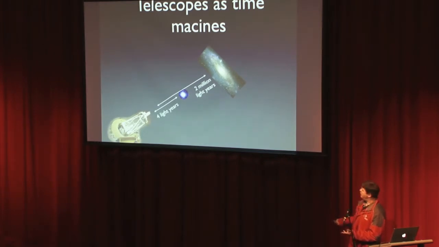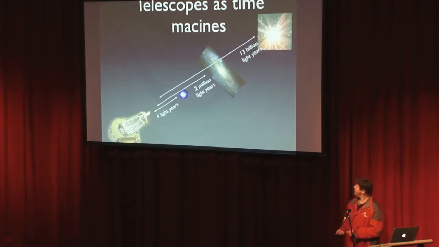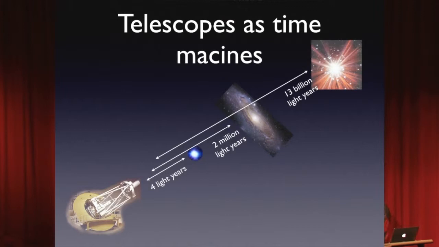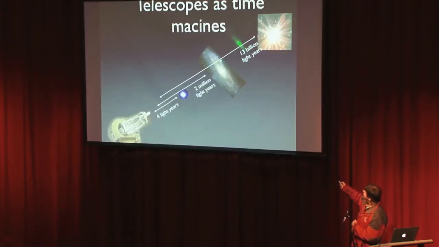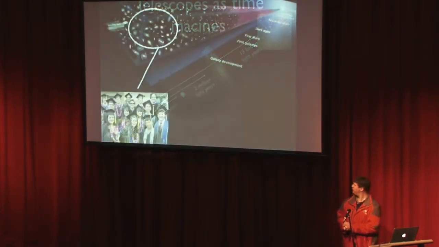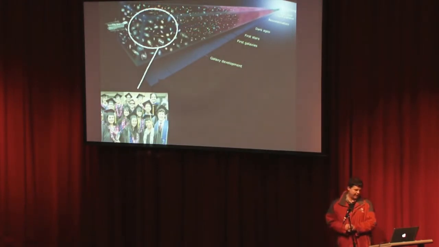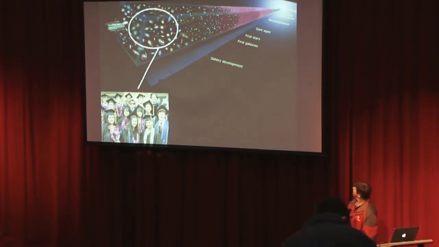It sounds like a lot, but on the cosmic timescale, it is not a lot. And we can even observe as far back as the Big Bang, the origin of the universe, which is about 13 billion years ago. So that's about 13,000 million years compared to 2 million years. And so by doing this, we can observe galaxies at different times in the universe. So here's your telescope. You're looking back in time towards the Big Bang.